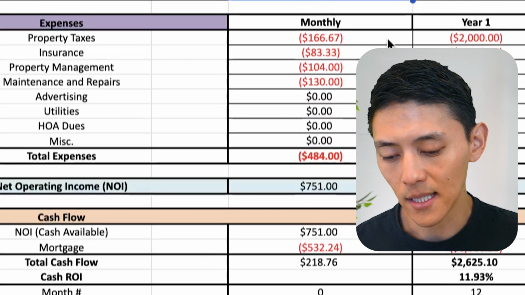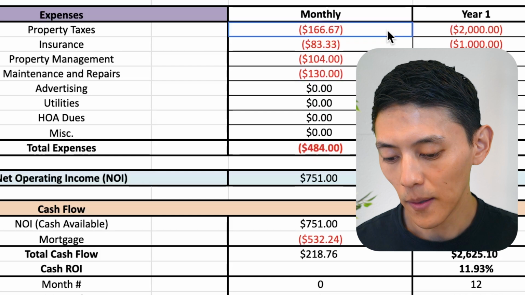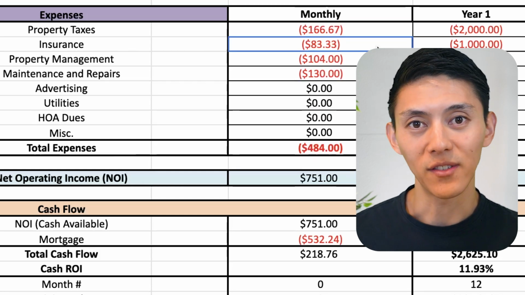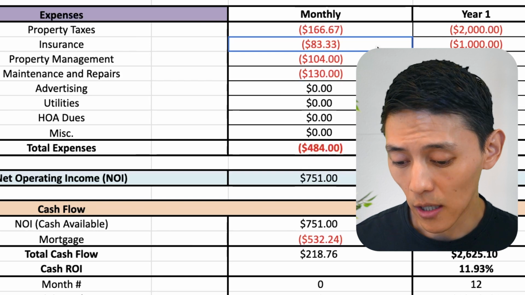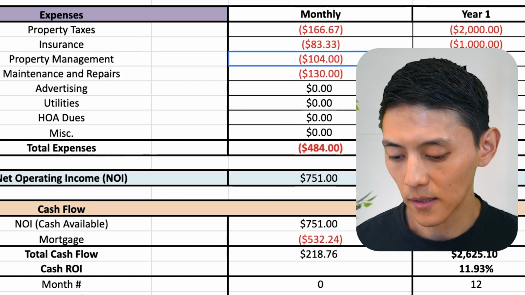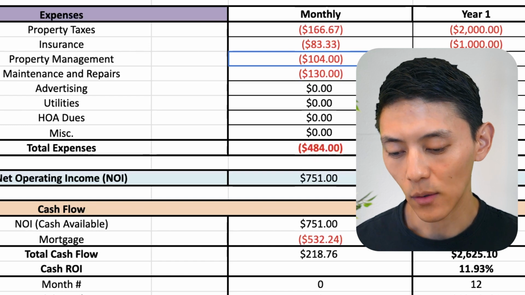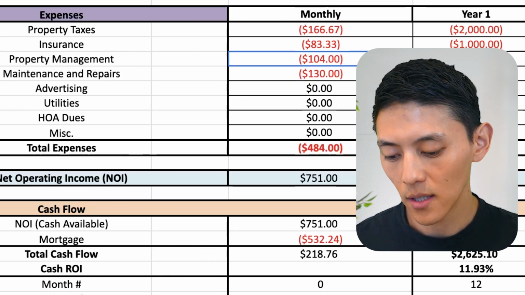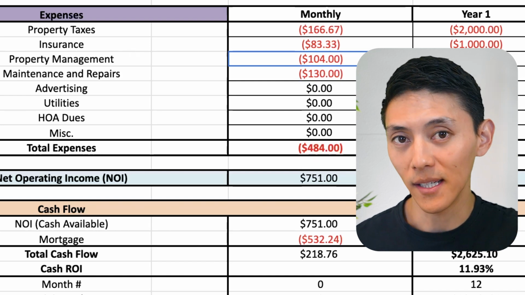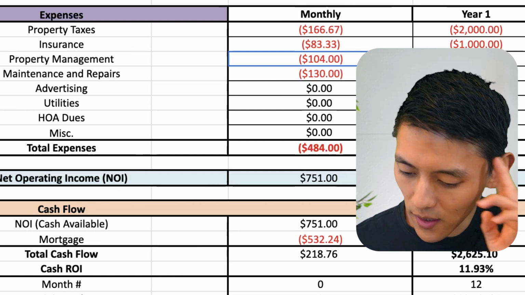Then based on our property taxes of paying 2% a year, we're basically paying $166 a month on property taxes. And for my $1,000 of insurance every year, we're basically paying $83 a month. Property management of 8% means that we're paying $104 for property management, and a 10% reserve means that we're saving $130. So again, you're going to have an additional $130 every month in your bank account, but that money is going to be spent in the future. So don't consider it as part of your cash flow.